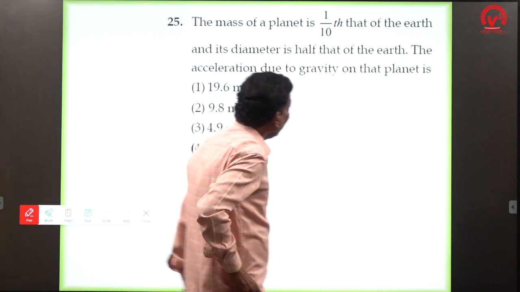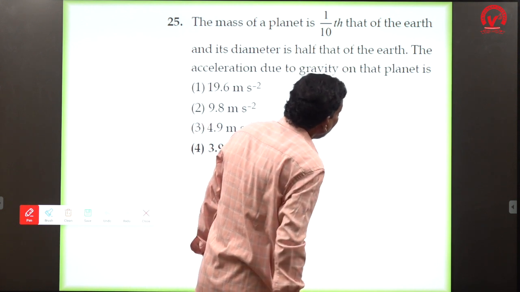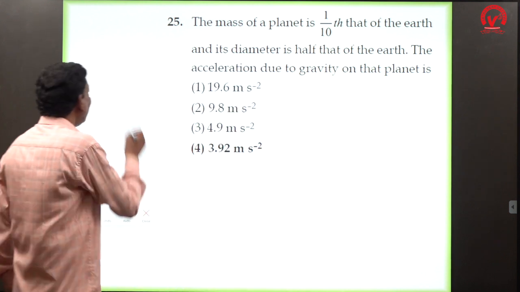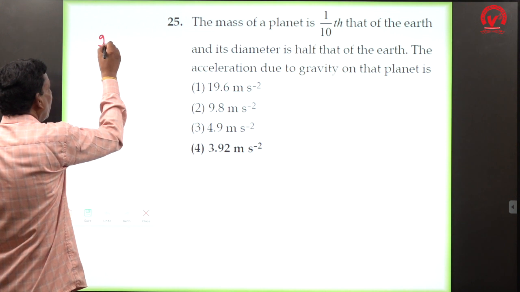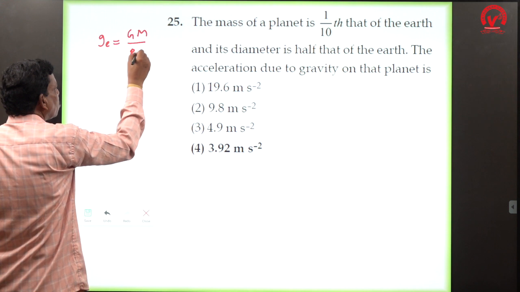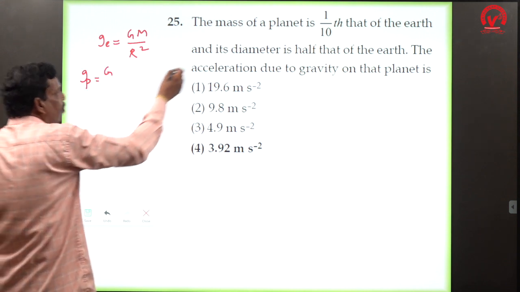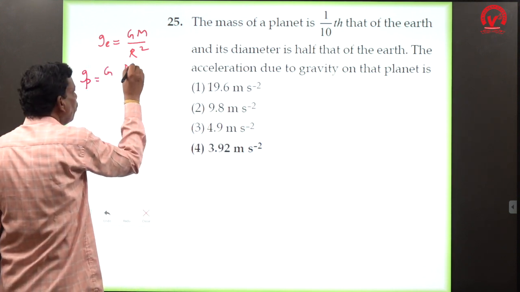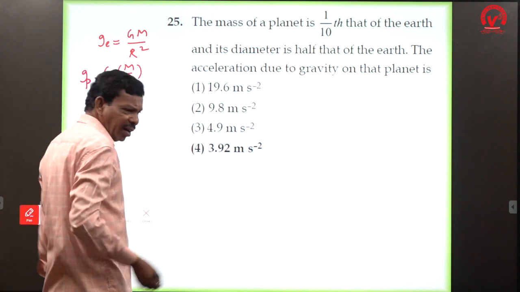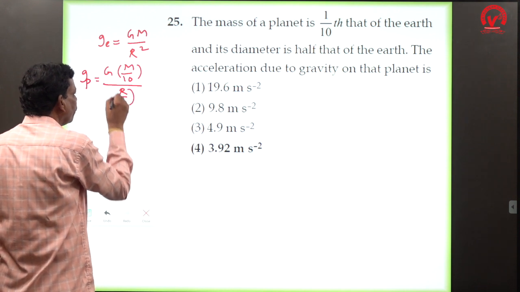Next, the mass of a planet is 1/10 that of the earth, and its diameter is half of the earth. The acceleration due to gravity on the planet is, let's take the acceleration due to gravity on earth, g equal to GM by R square. Now for the planet, the mass is M by 10, and the radius is R by 2, whole square.